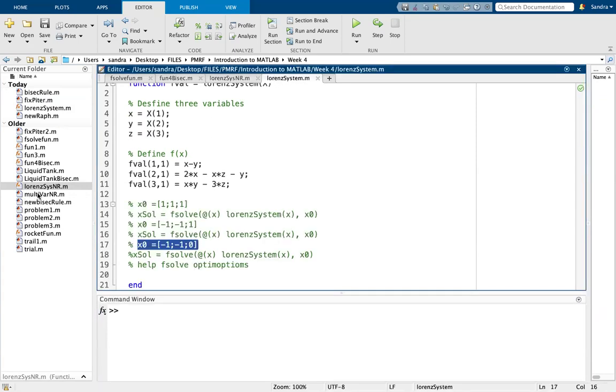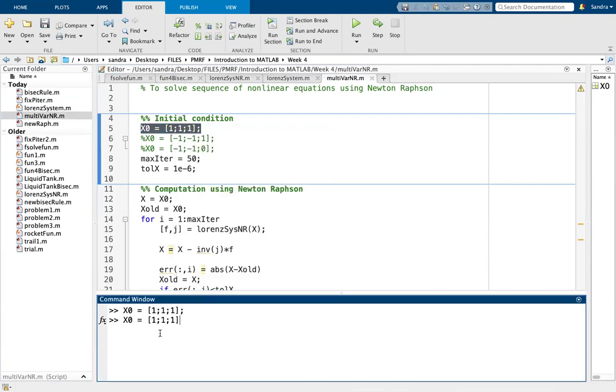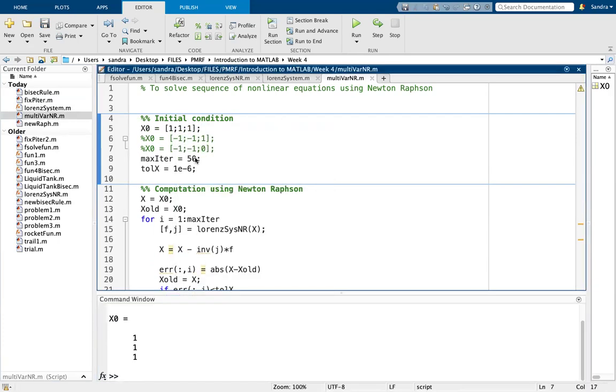Just a second. For running this, what I do is first I give an initial value. Let my initial value be 1, 1, 1. I'll run this for initial value 1, 1, 1. I'm running it for maximum iteration 50. Rest everything remains the same.